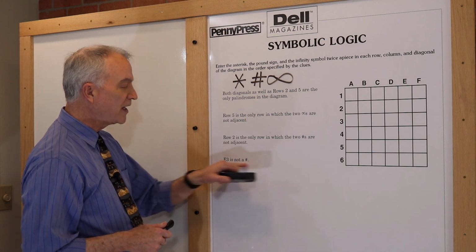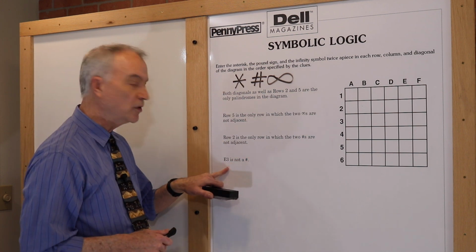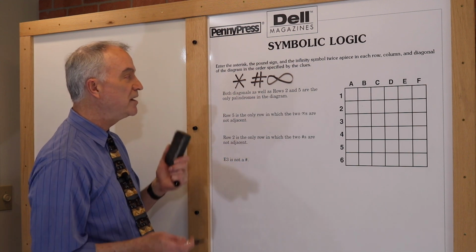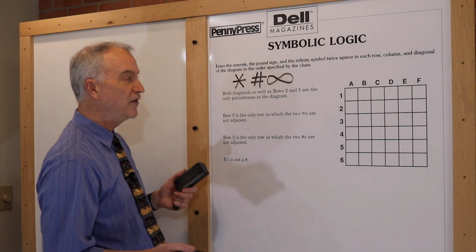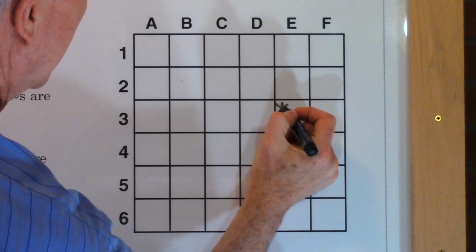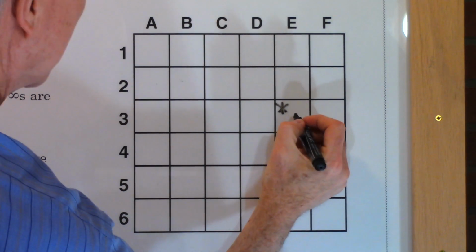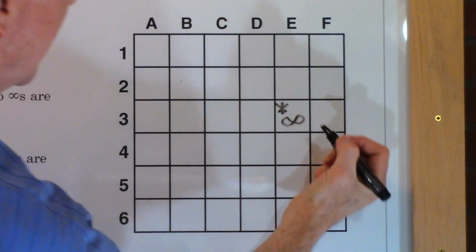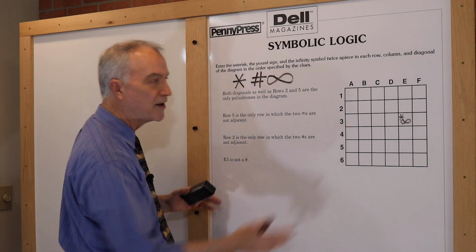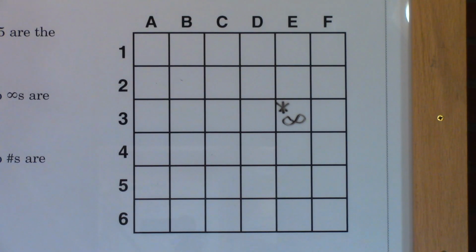E3 is a really good place to start because we have just a very simple clue down here. E3 is not a pound sign, which means it's going to be either an asterisk or the infinity symbol. So let's go to E3 and put the asterisk and the infinity symbol in there. Obviously it's one, it's not both, but we know it's going to be one or the other. That's a good hint to ourselves, a reminder that it's going to be either the asterisk or the infinity symbol.